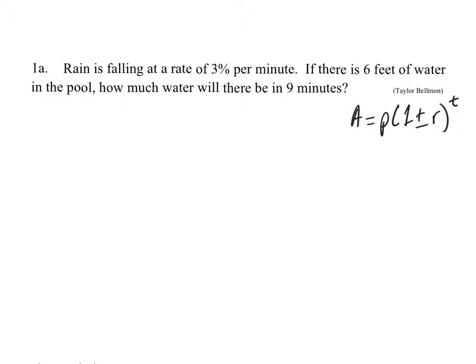Since we know rain is falling, which is accumulating, that tells us it will be 1 plus 0.03, not minus. We also know that the time is 9 minutes, so we can plug that in as well. And finally, it tells us that there is 6 feet of water in the pool, so we'll plug that in. Then it'll look like A equals 6 times (1 plus 0.03) to the 9th power.